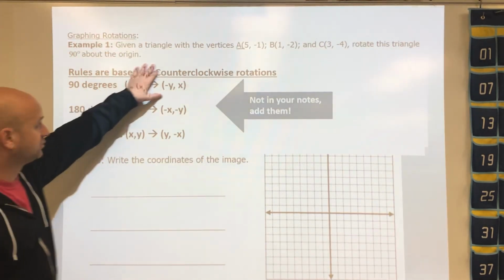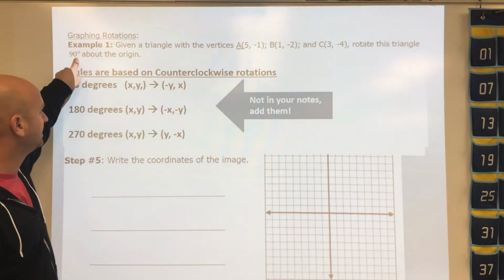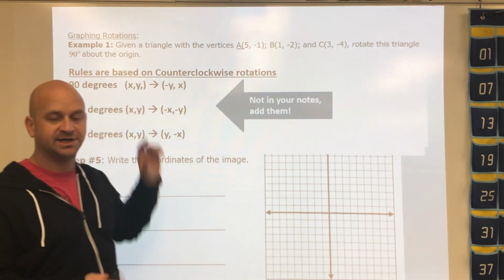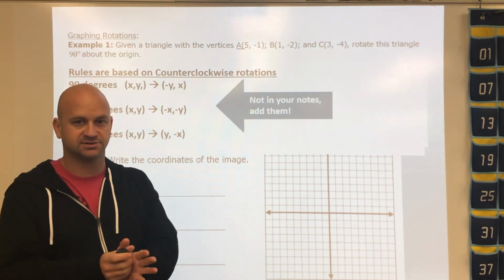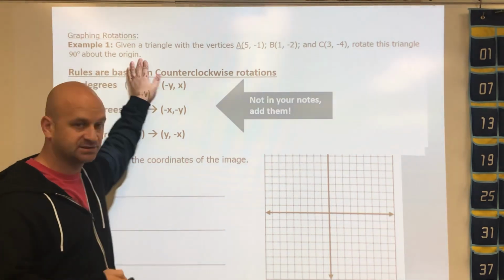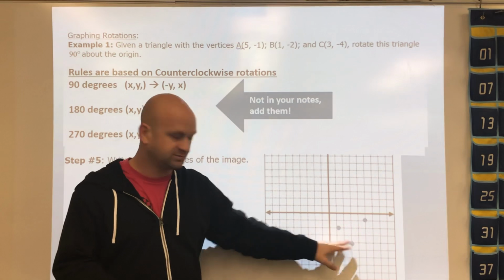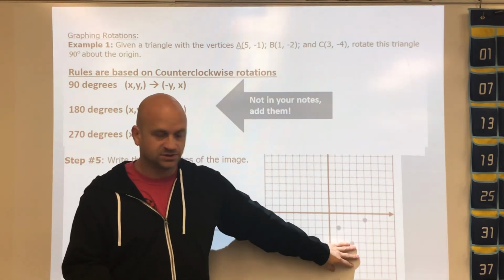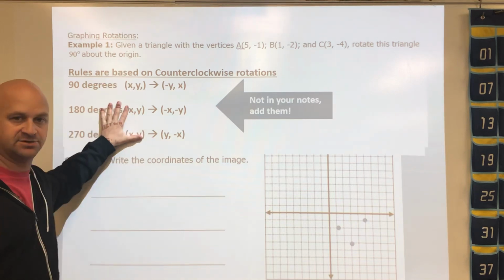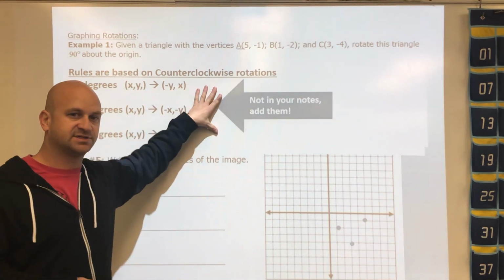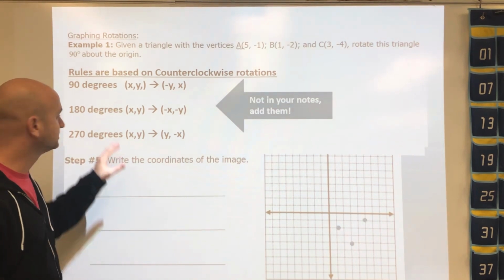Here's an example where we're given 3 coordinates and we want to rotate this 90 degrees about the origin. If the problem doesn't tell you which way, we assume that it's counterclockwise. So in this case, this is going to be 90 degrees counterclockwise. When we plot these 3 points, we have a triangle. This section is not in your notes, so definitely make sure you add this to your notes. These are the rotation rules using arrow notation.